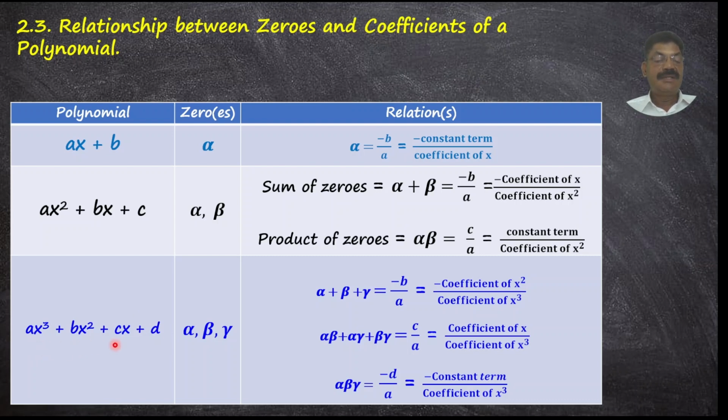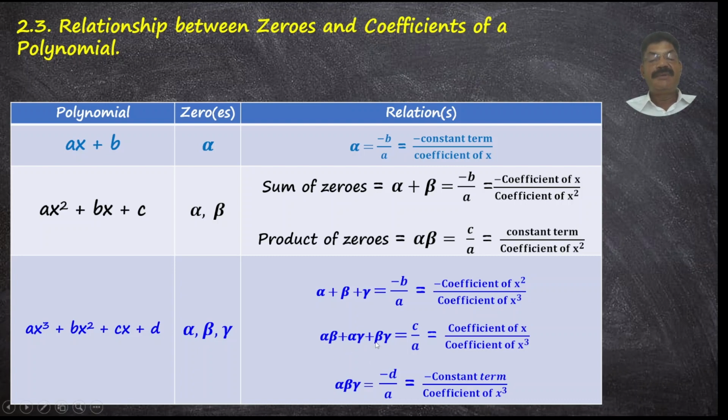Now you look at the cubic polynomial ax cube plus bx square plus cx plus d. Let alpha, beta, gamma be its zeros. In that case, the sum of the zeros, alpha plus beta plus gamma, is equal to minus b by a. So the first relationship starts with the negative sign, minus b by a, which is equal to minus coefficient of x square divided by coefficient of x cube.